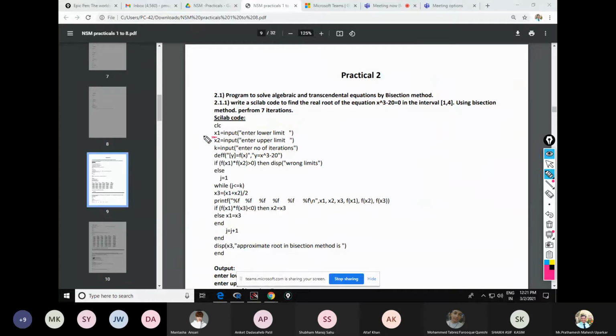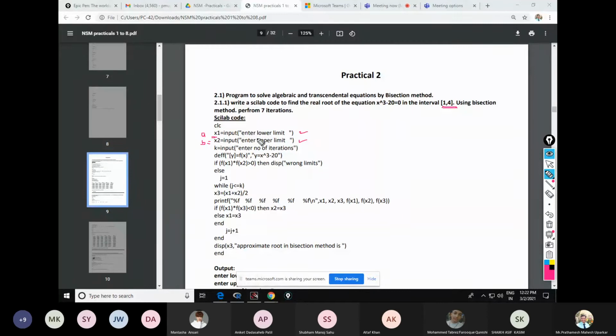Here they have written x1, that is a, input the lower limit, then you have to take b, that is input the upper limit. What are the limits here? From the question, what do you get? What is your lower limit? What is your upper limit? What interval is given in this question? Lower limit 1, upper limit 4. Okay, so this is clear. It is clear what to enter here.